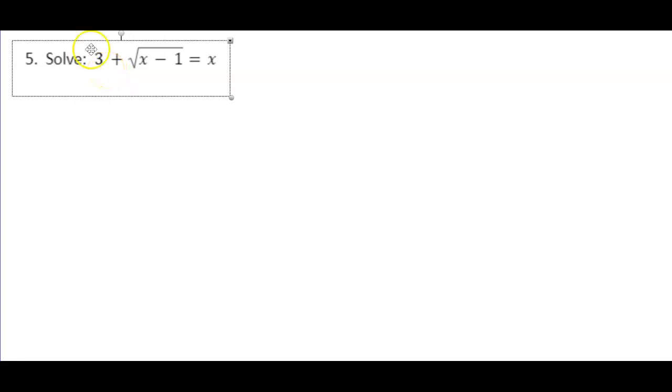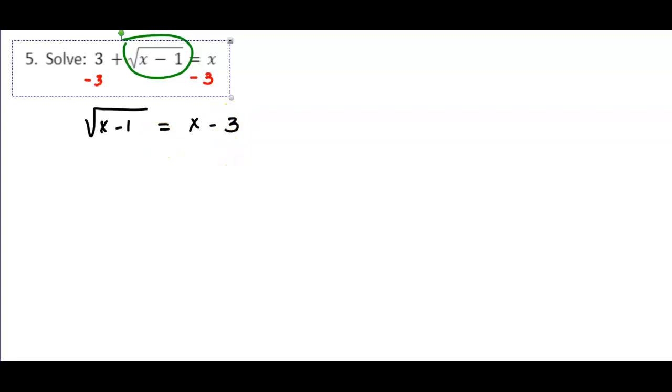Alright, so in order to solve, just with anything, you want to isolate whatever it is you're trying to solve for. I want to solve for x. X is underneath the radical here. So I need to get that radical by itself so I can square both sides and undo the radical. So the very first thing I'm going to do is subtract 3 from both sides. That's going to give me the square root of x minus 1 equals x minus 3.